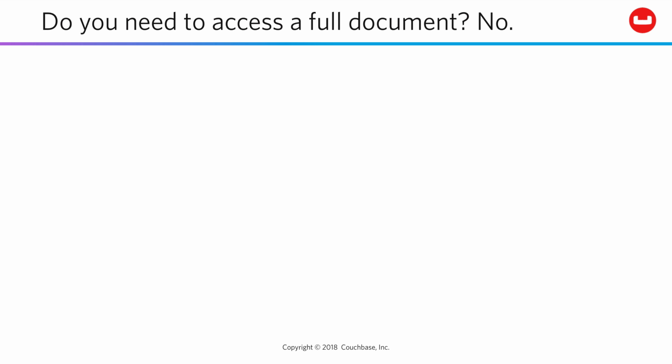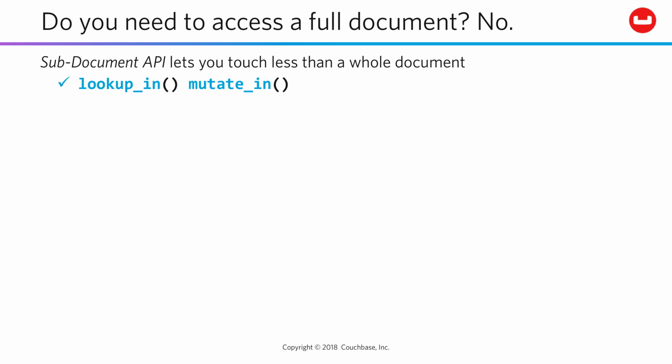A further aspect of the unified programming model is that you don't need to access full documents. Documents can be up to 20 megabytes, and depending on the model you design, you may not want to move something that large across the network. The subdocument API allows you to look up and mutate values at a specified path within a document without getting the whole thing.